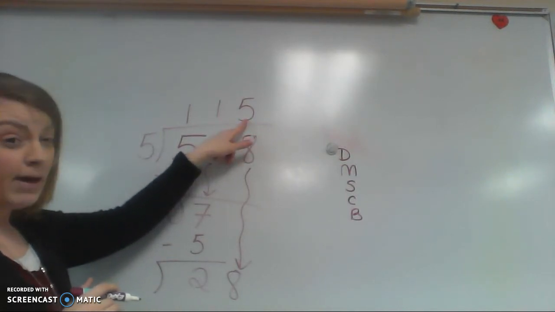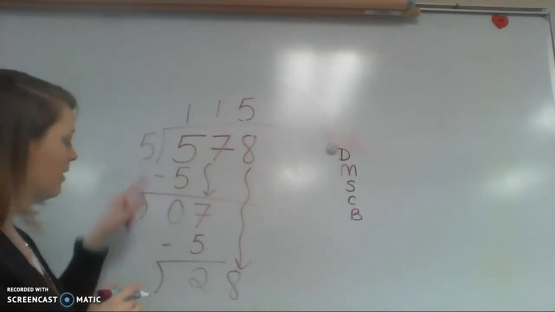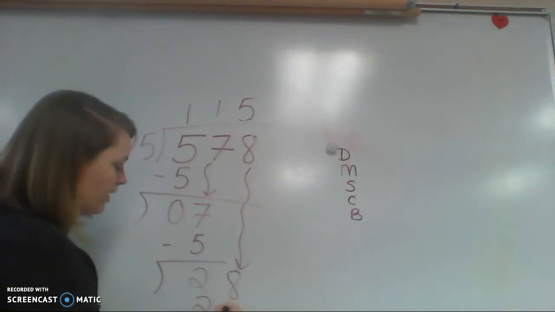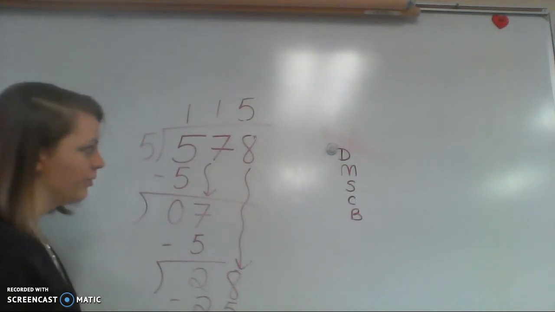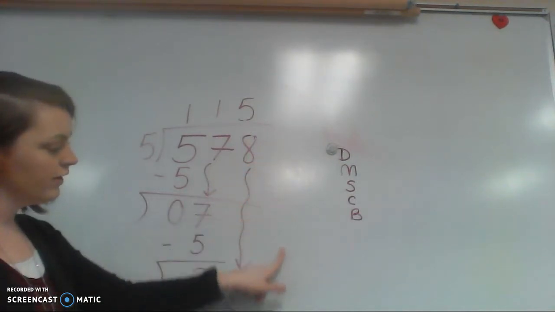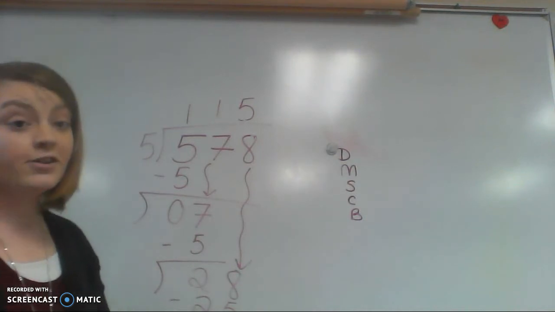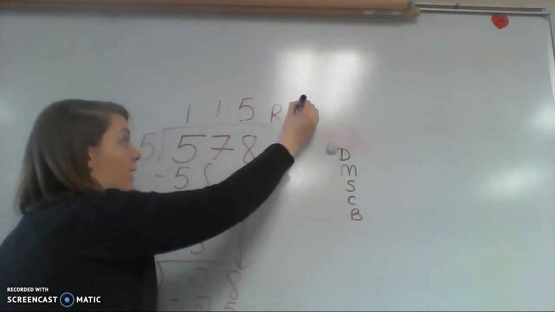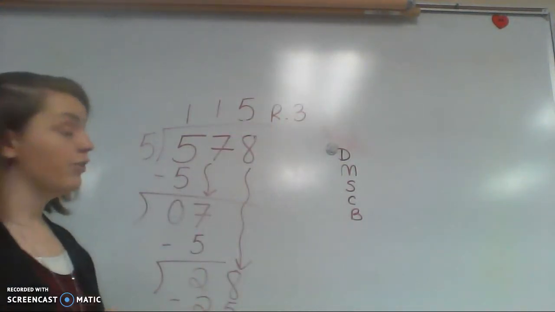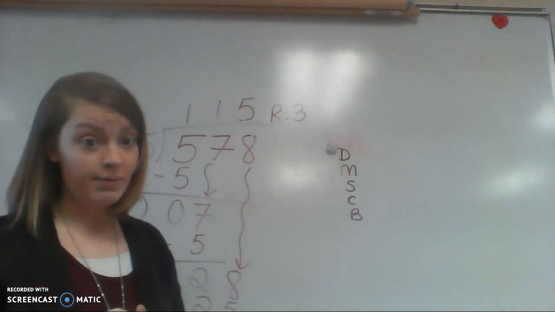Go back down the mountain multiplying. 5 times 5 is 25. Then subtract, and I double check. Is there anything left over here that needs to be brought down? There's not, so that means that this is my remainder. Right? So 115 with a remainder of 3.